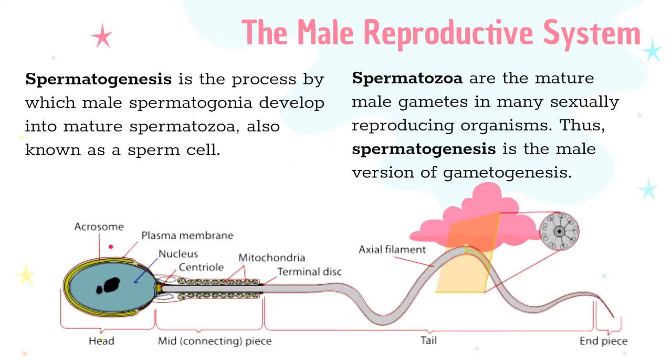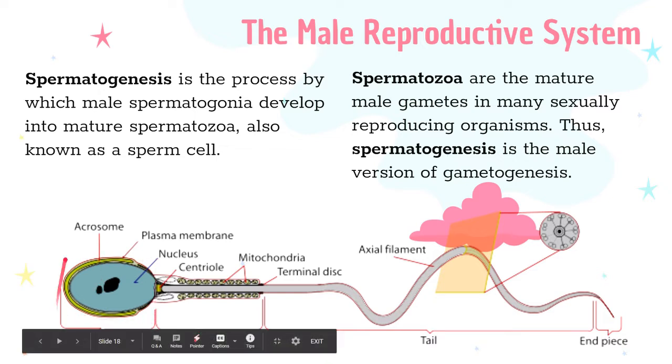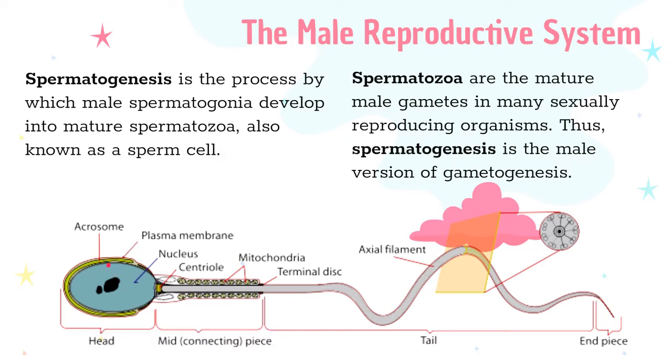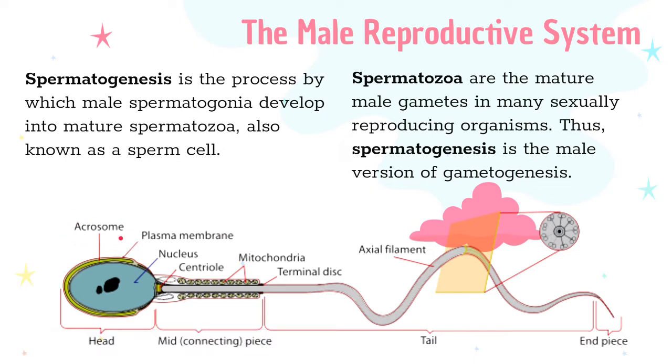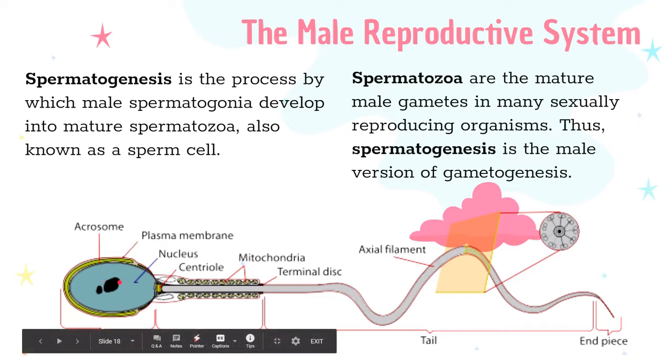So look at the structure of a mature spermatozoa. These are the parts of the sperm cell. You have here the head of the sperm cell, which contains the nucleus, the DNA material of the father, of the male, and then it has its own plasma membrane and acrosome. The acrosome is very important because this is the substance that breaks apart or digests the protective covering of the egg cell, which allows the sperm cell to fertilize the egg cell.